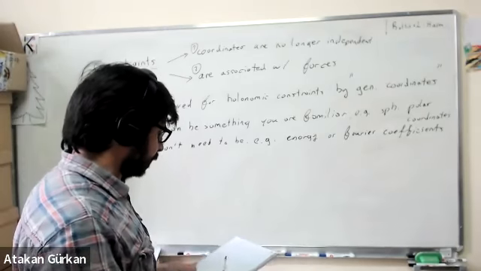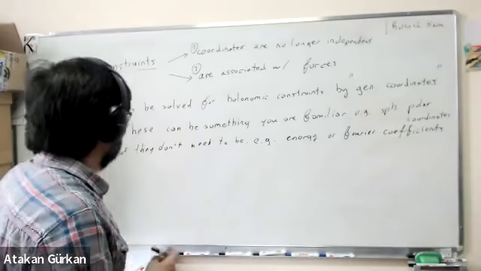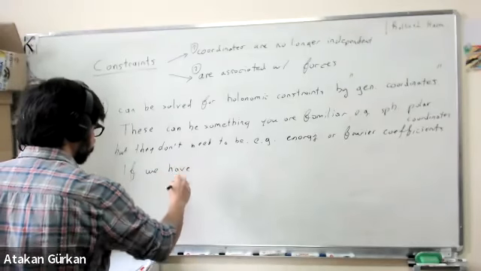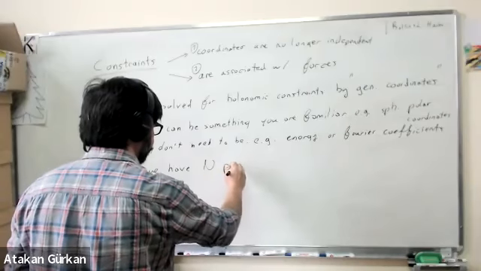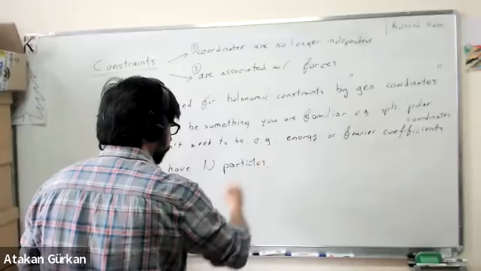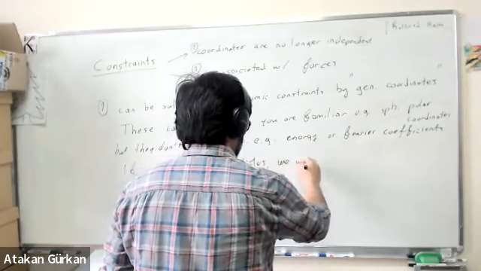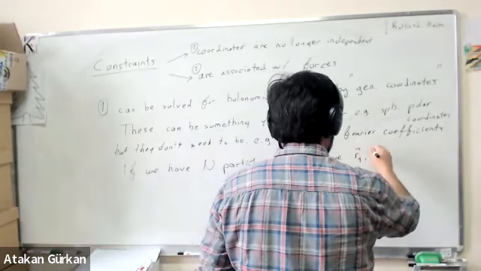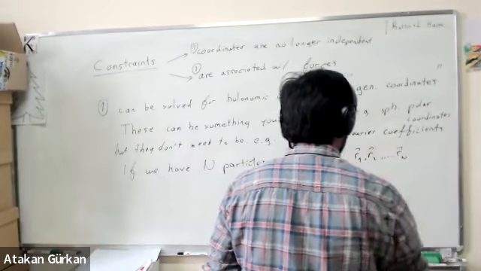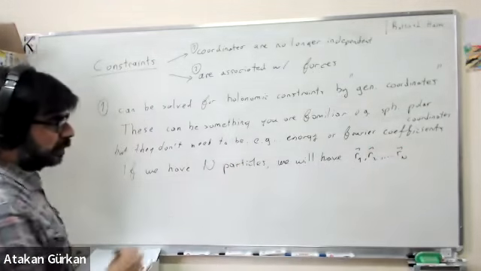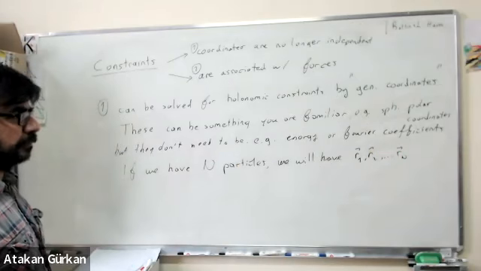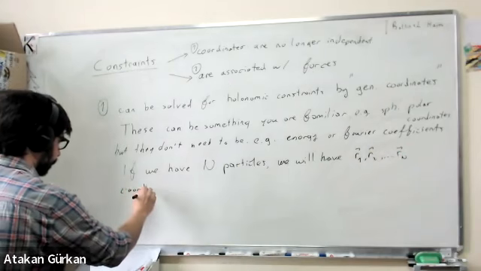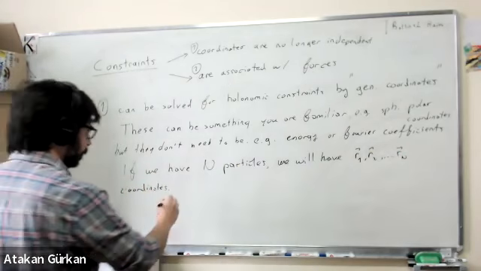Now, I want to carry out a couple more definitions. If we have n particles, so we are going to have n position or n coordinates. And these are named.